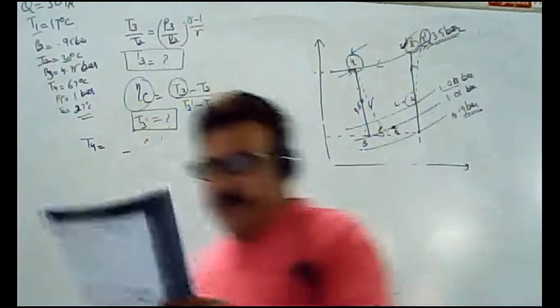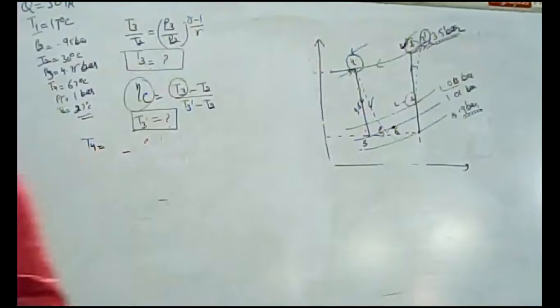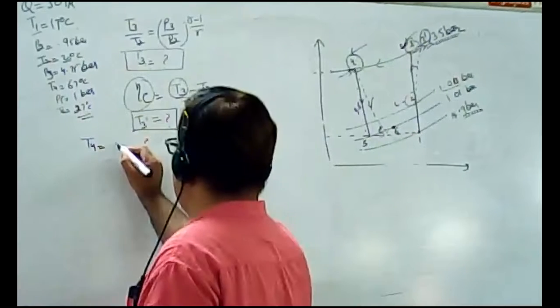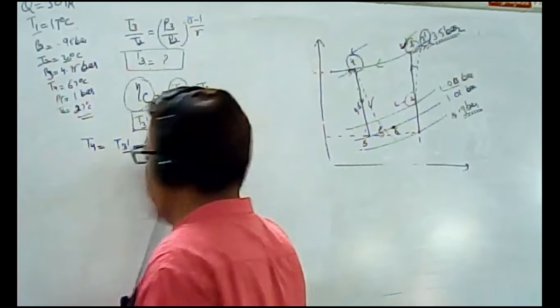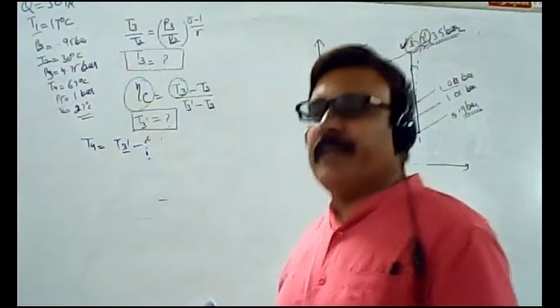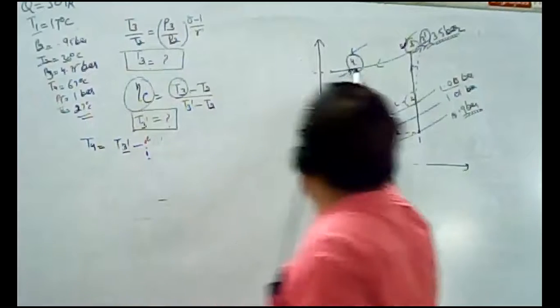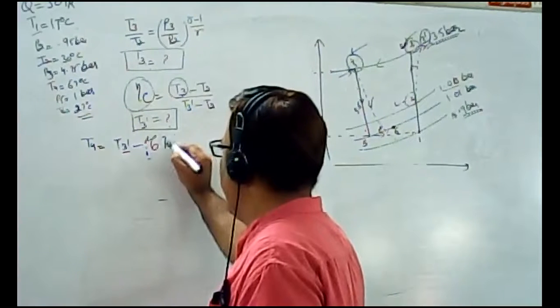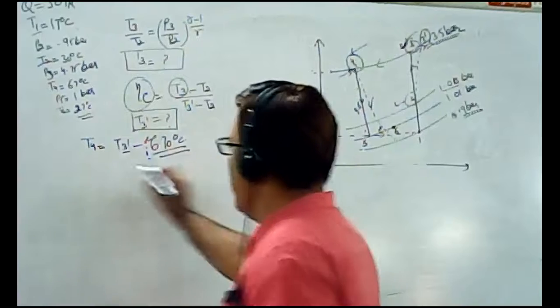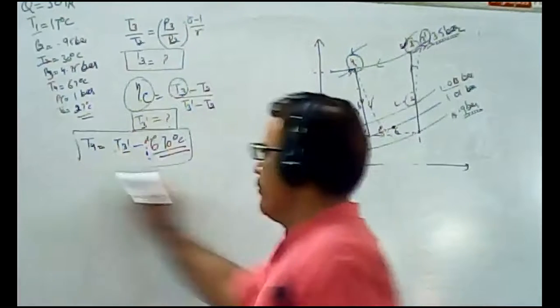So what will be the value of T3 dash here? 499 minus... T3 dash minus... What will be the value over here? Minus T4. What will be the value of T4? 67 degrees centigrade. So convert it into Kelvin. So this will be the value of your T4. So calculate this value. Hurry up, everybody.